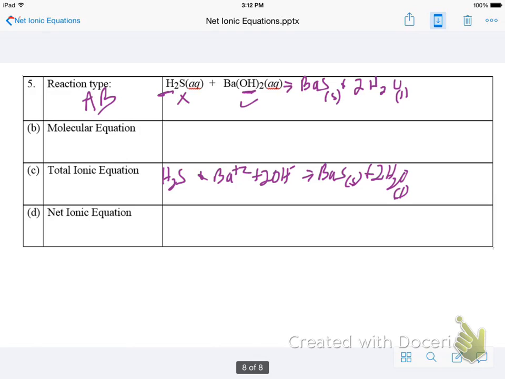So let's see if I have anything I can eliminate, and I don't, so my total ionic equation and my net ionic equation are exactly the same. Alright, we're going to stop right there.